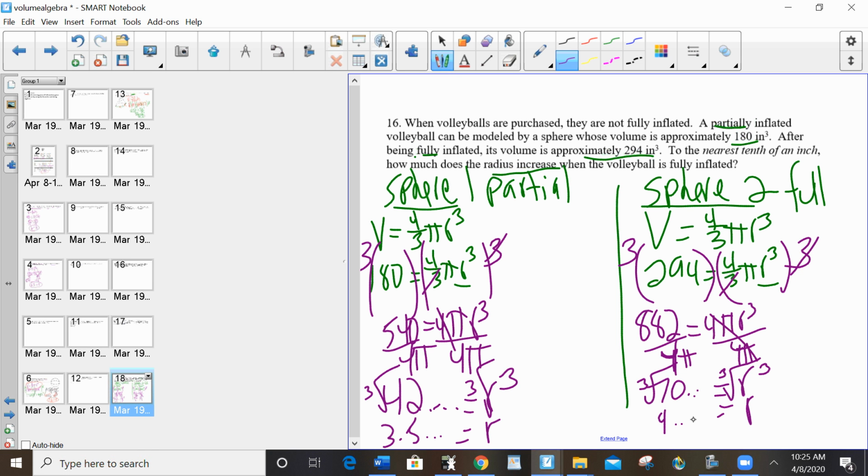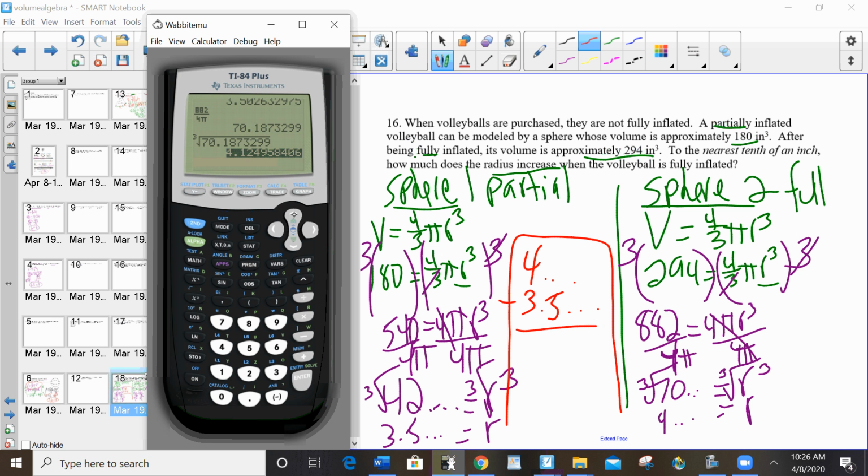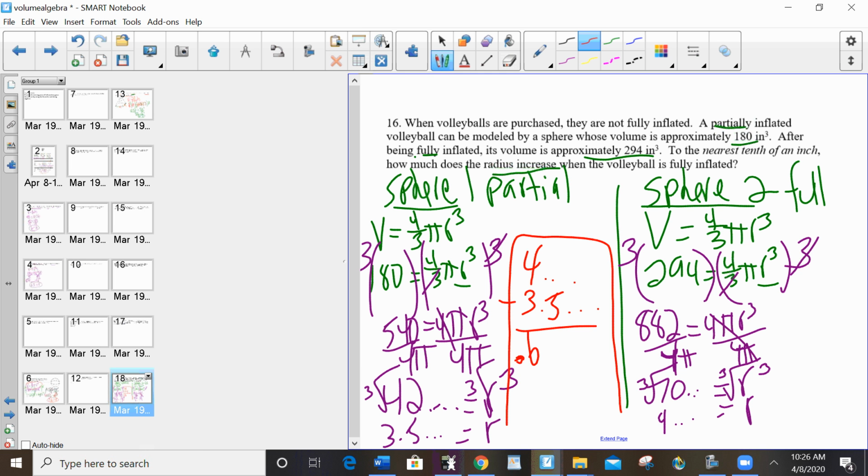So how much does it increase? Well, I'm going to do my 4... minus my 3.5... Again, I'm not rounding anything. I'm just going to copy and paste those values in the calculator. So I'm going to do my 4 minus my other answer. I get 0.6223. It wants me to round to the nearest tenth.